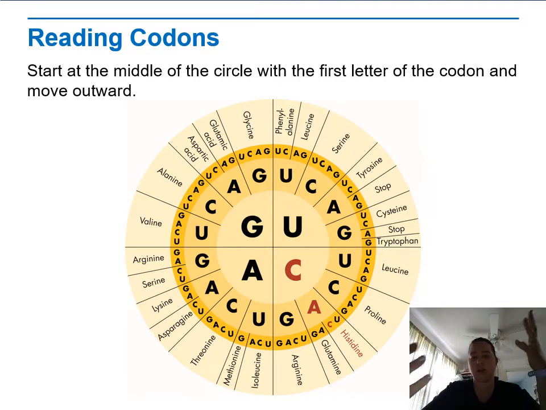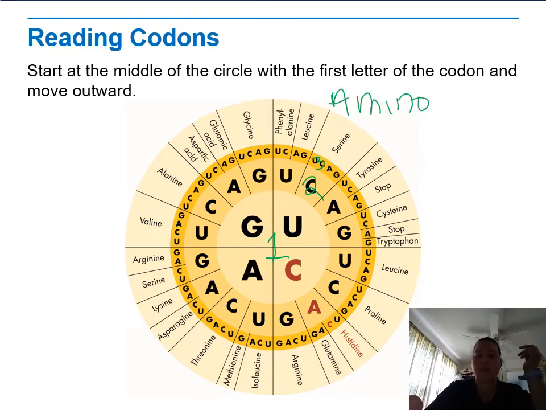So we have this circle chart, which is really easy to use. Each ring in the chart is part of the codon. The first letter of the codon is this center ring. Then the second letter of the codon is in this middle ring. The third letter of the codon is this outer ring, or the third ring. And then this outer ring is actually the amino acid that it codes for. So you start in and move out.